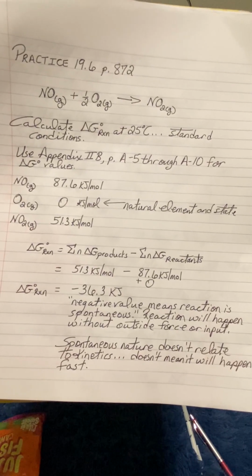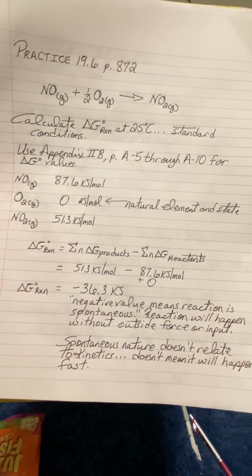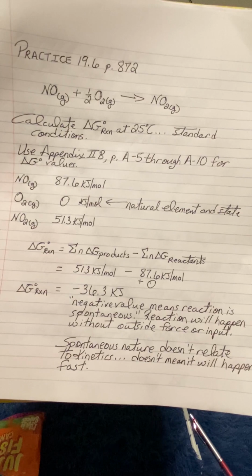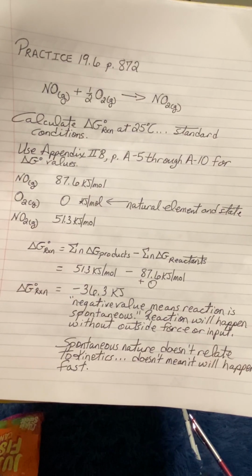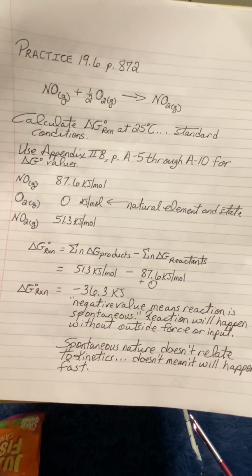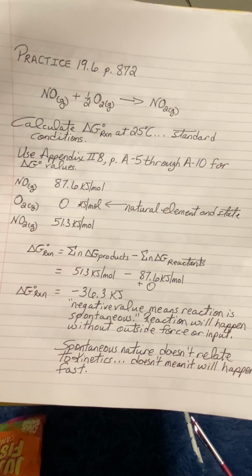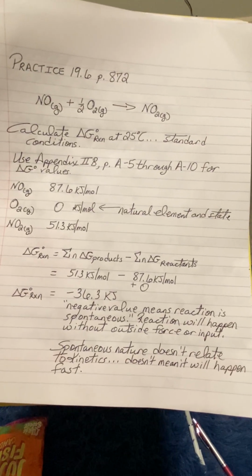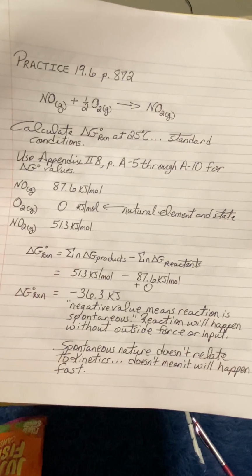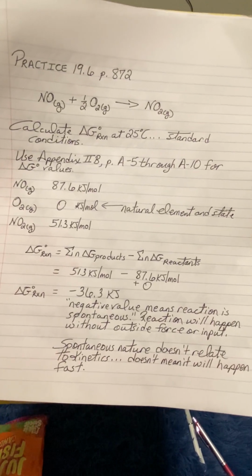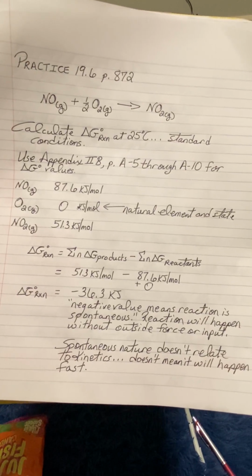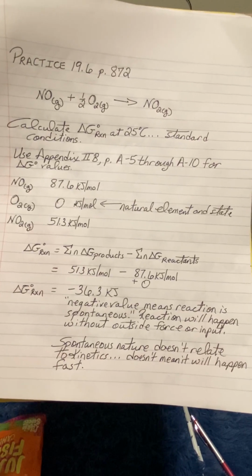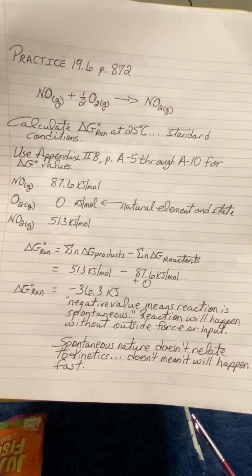Okay, it's a negative value. If your delta G of your reaction comes out to be negative, then that means it's spontaneous. The reaction's going to happen without any outside force. Okay, you're not going to have to put in energy, so to say, to keep it driving forward. It still has an activation energy, but it doesn't need a sustained energy source to keep that reaction, so to say, driving forward.